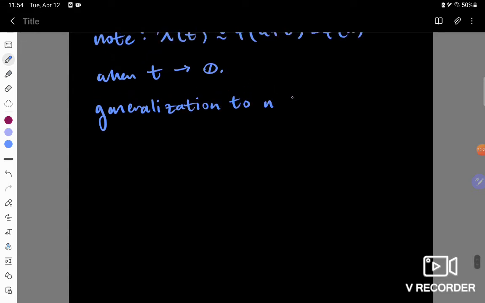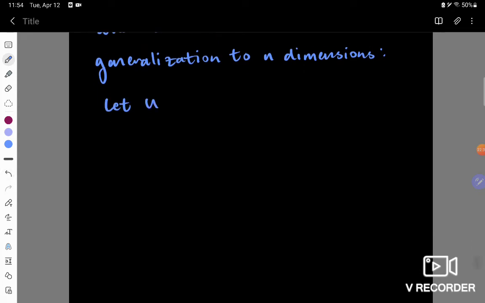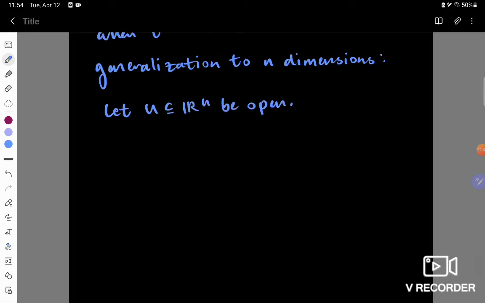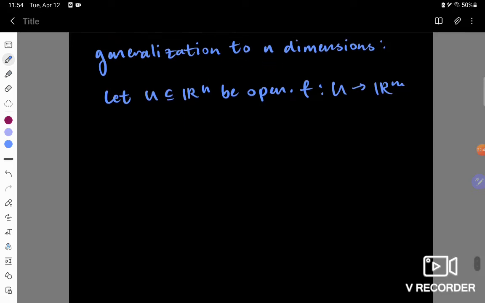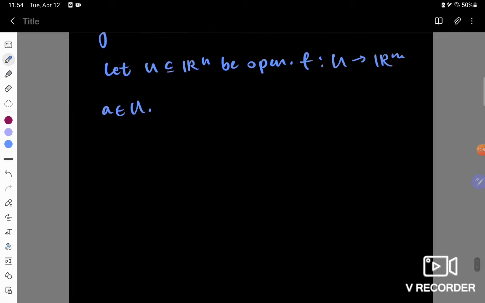So, generalize to n dimensions. Let U be an open set in R to the n. We take f to be our mapping from U in R to the n to some R to the m, and we take a, as we have been doing before, to be a point in our open set.